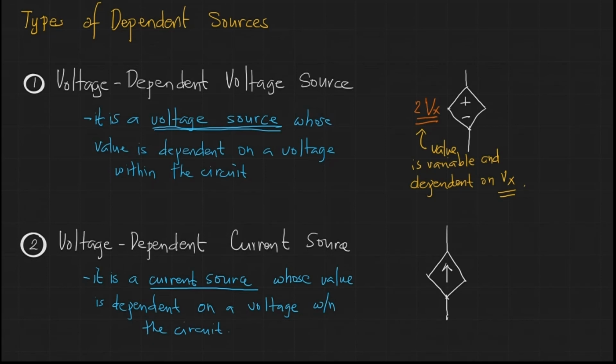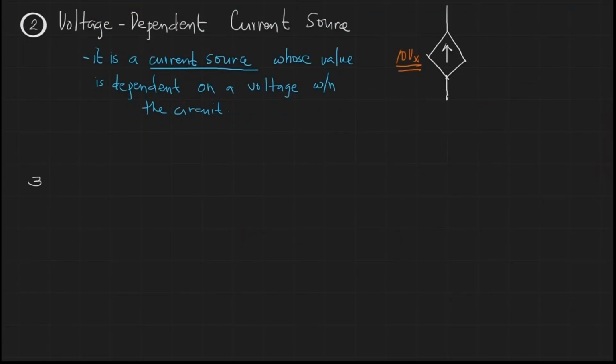In this case, for example, we have the value as 10Vx. We have to take note here that though 10Vx siya, the current source produces amperes. Therefore, the unit is still in amperes, though dependent siya sa isang voltage. It simply means that whatever the value of the Vx, you multiply it by 10, and that is the amount of current in amperes that this particular source produces. We will look into another one.